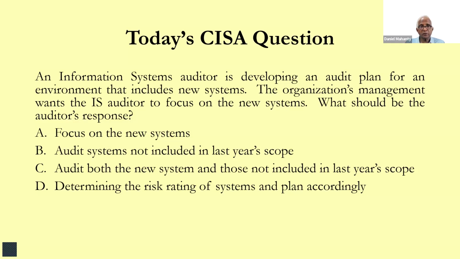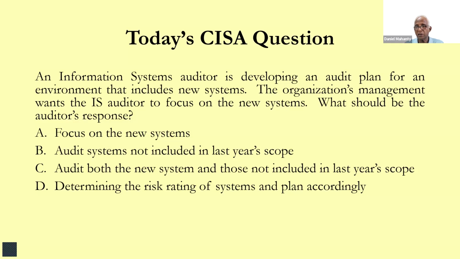So let's go over the alternatives. We focus on the new systems, which is what the management has asked us to do. We audit systems not included in last year's scope. So last year we audited the same environment. We look at the scope, whatever is not there, we look at it now. Third, C, audit both the new system and those not included in last year's scope.